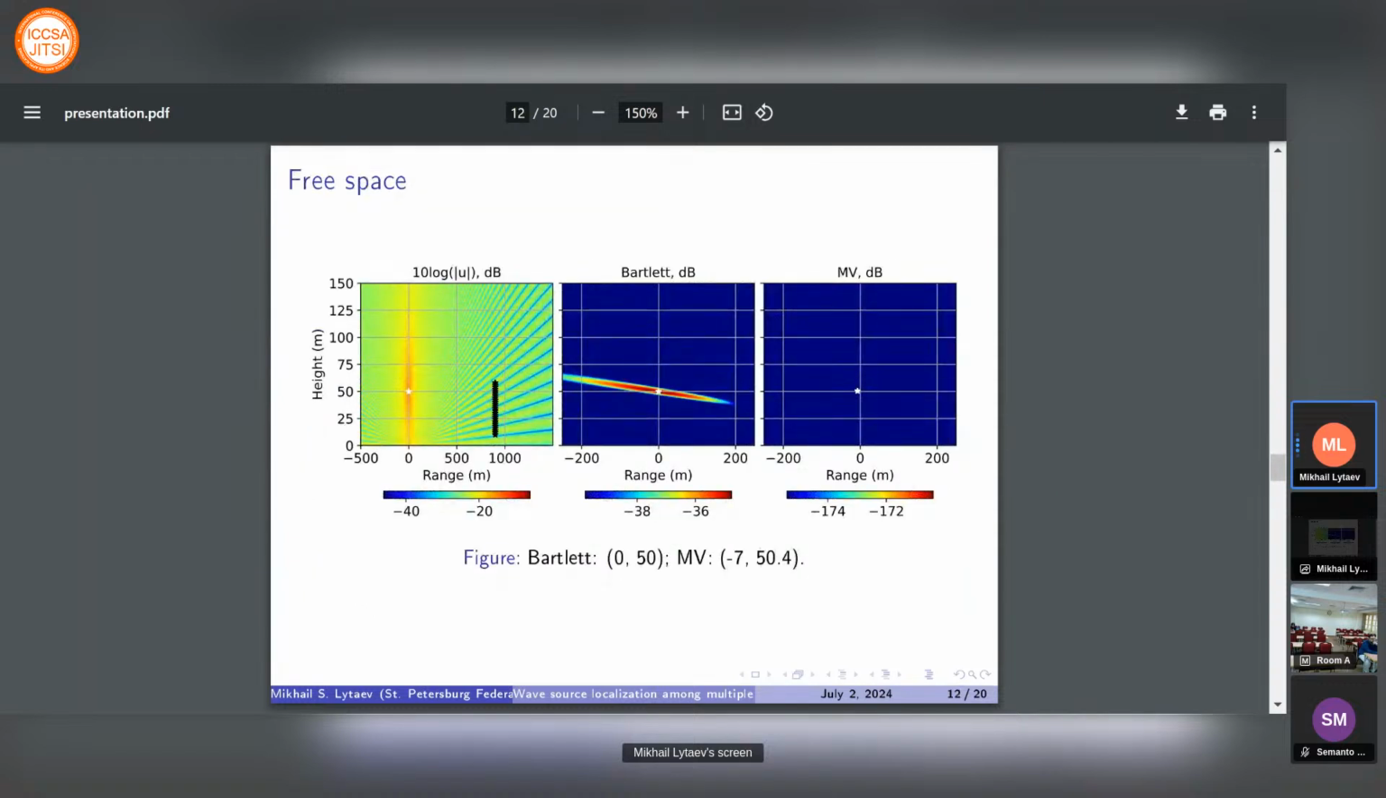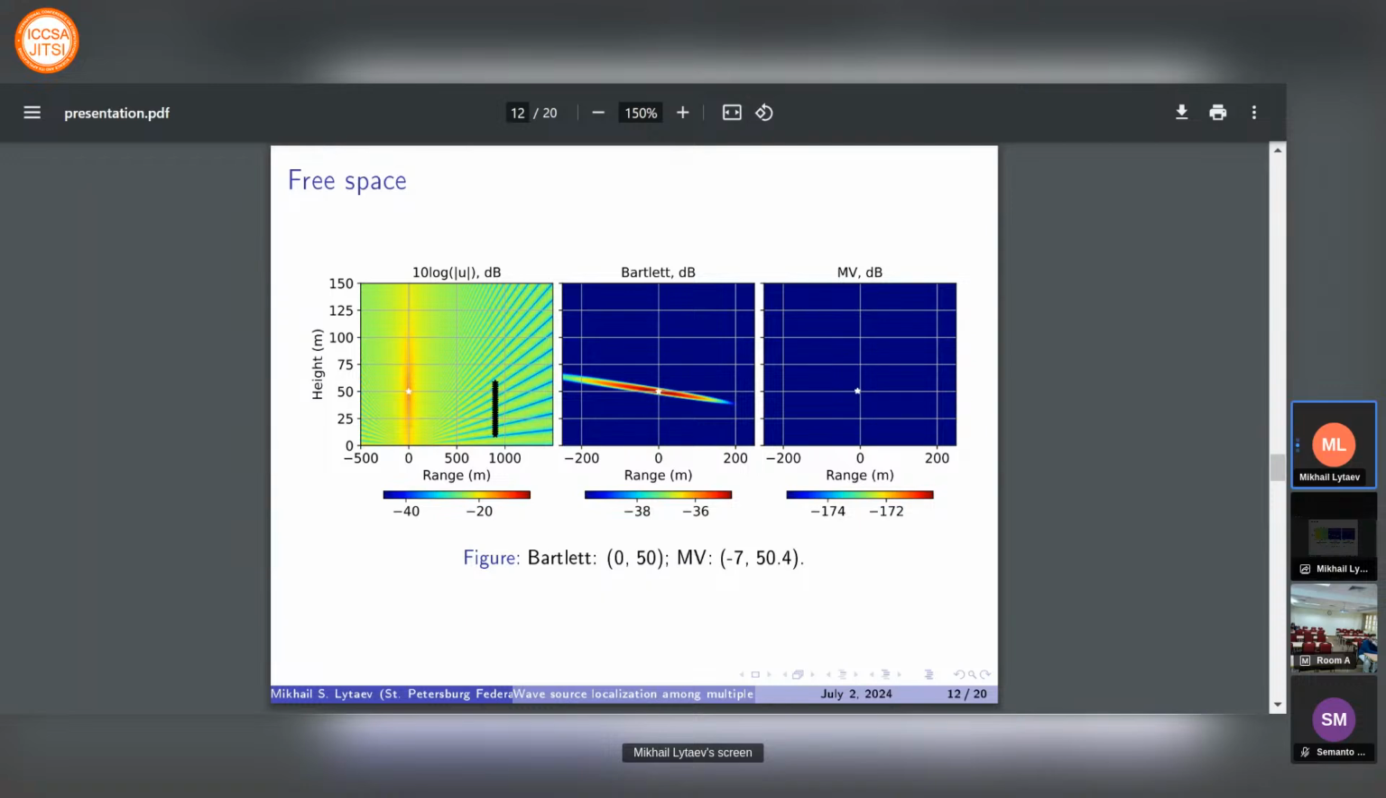So first we consider the propagation in free space, where we only have an underlying surface. We pose the source at a height of 50 meters, and we have an array of receivers. Let's suppose that we have only the values on the receivers, and we don't know the position of the source, and we want to determine it.